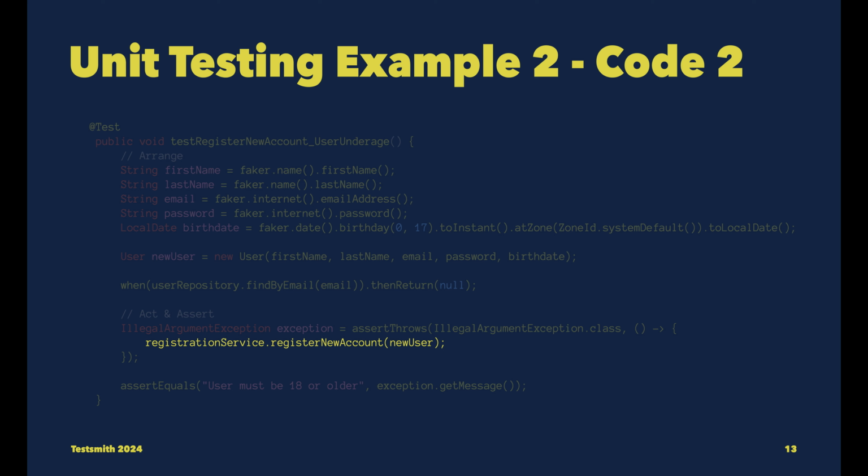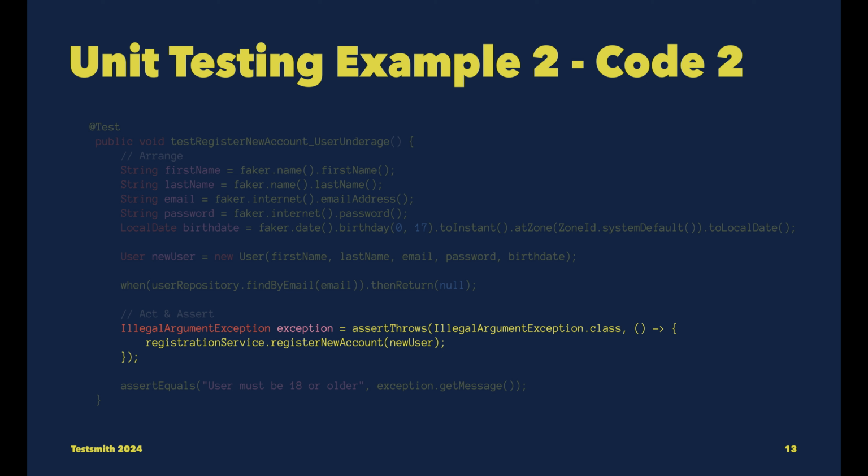In this line, we call the register new account method on the registration service with the new user object. We expect this method to throw an illegal argument exception because the user is underage. The assert_throws method is used to capture the thrown exception, ensuring that the correct exception type is thrown.